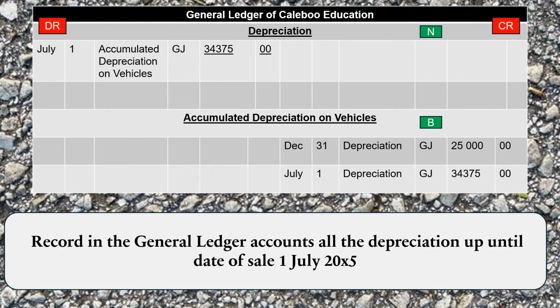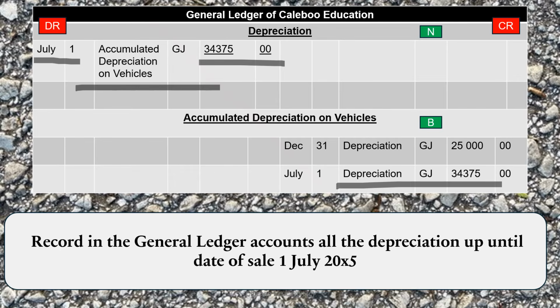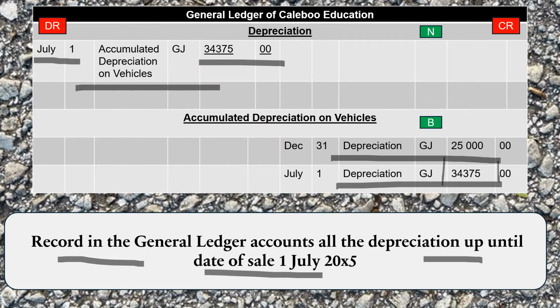Now this here is the entry in the general ledger. On the 1st of July, when this vehicle was sold, debit depreciation, like I said, increase in expense, and credit accumulated depreciation on vehicles. That was the depreciation from the first year. The 34,375 is the depreciation up until the date of sale in the second year for 6 months. Record in the general ledger accounts all the depreciation up until the date of sale on the 1st of July. Okay, let's move on.